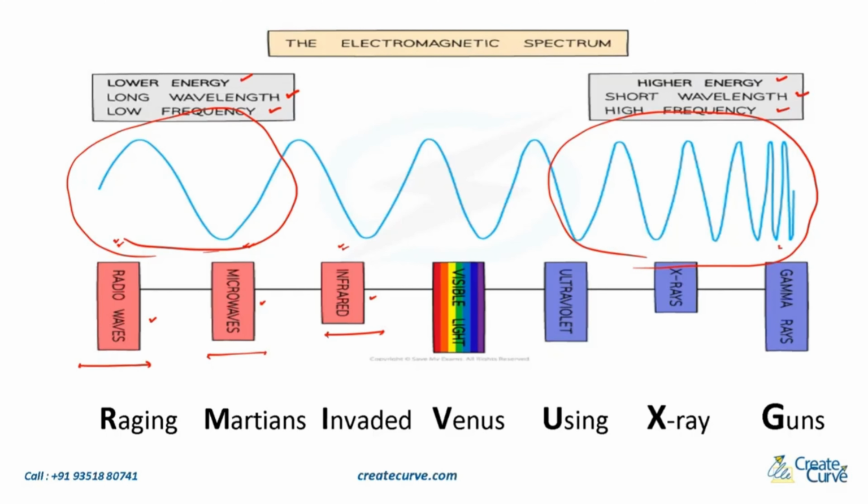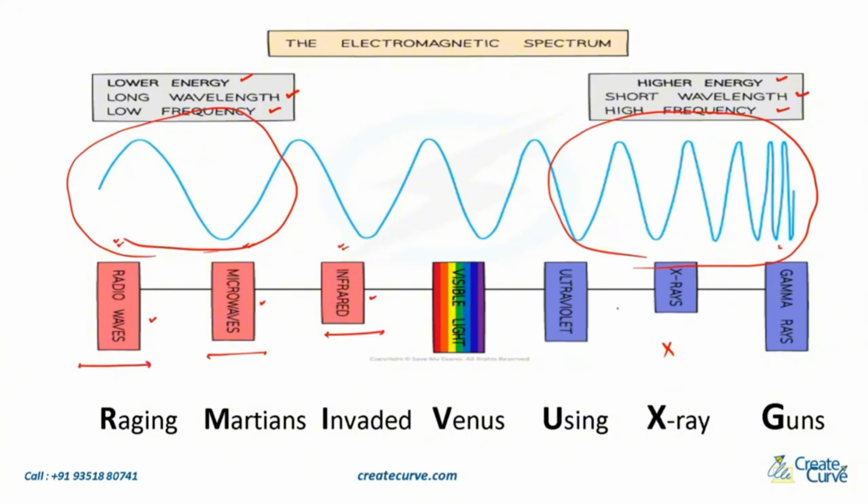Since they have a longer wavelength, that means greater reach. And these others have a shorter wavelength and high frequency, so they have high energy, and we should not come under the influence of ultraviolet, X-rays and gamma rays so frequently.